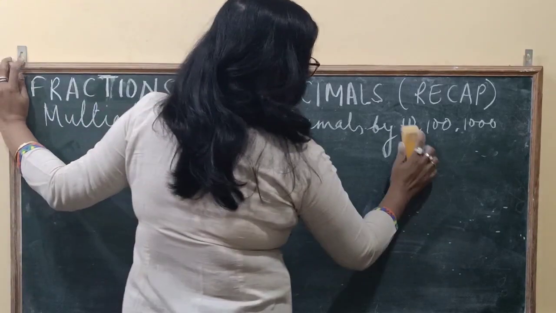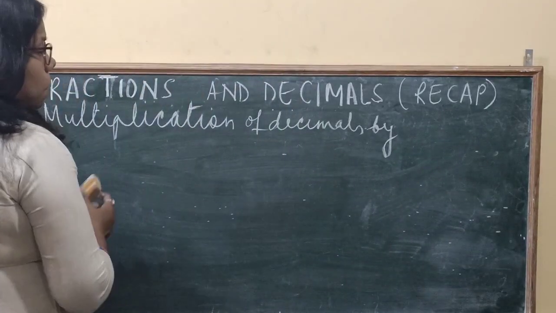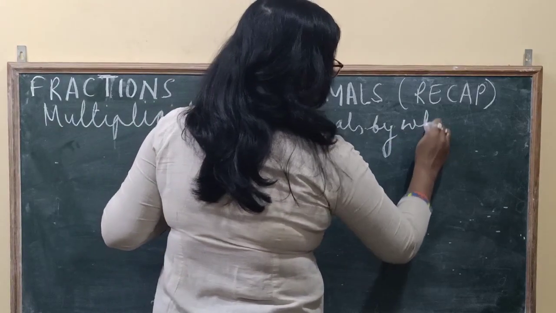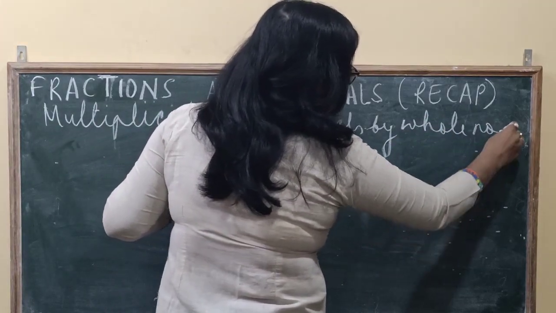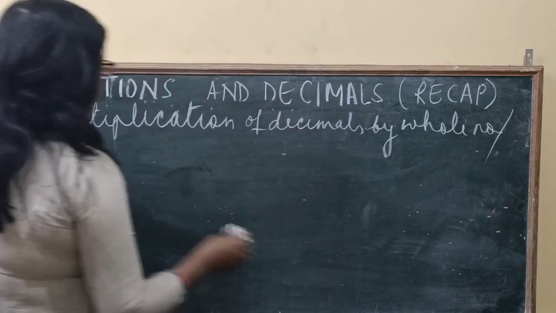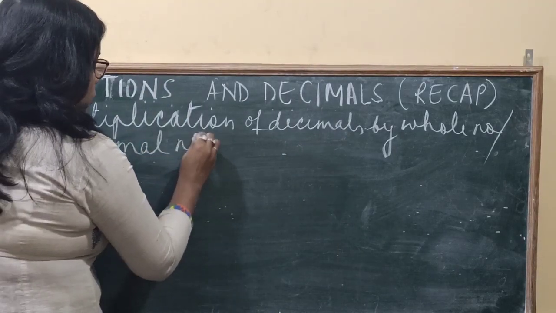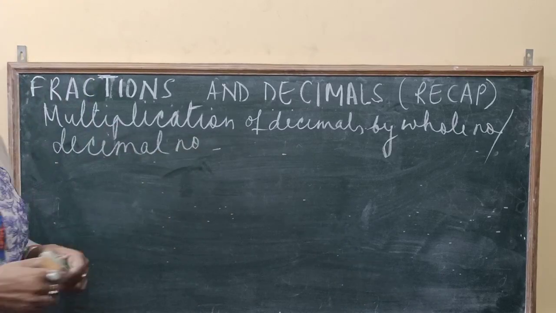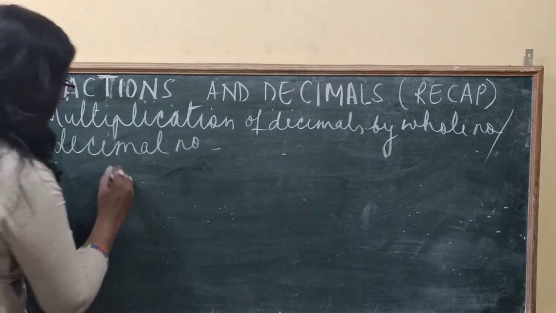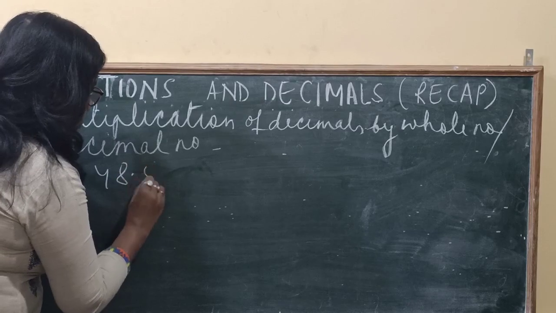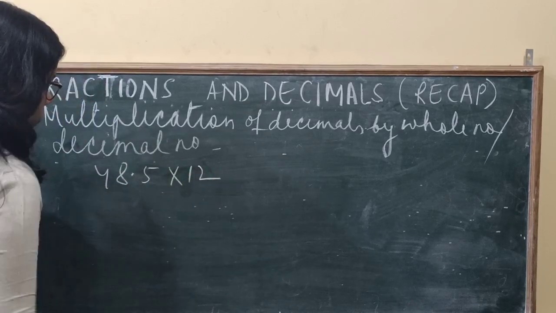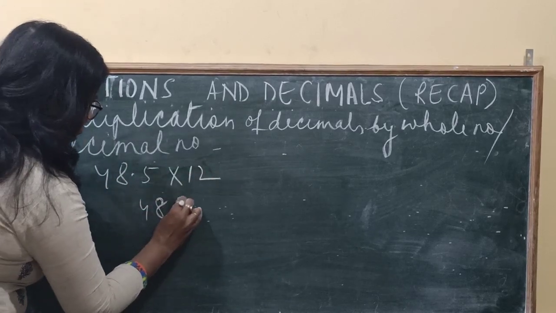And when we have to multiply a decimal by another whole number or another decimal number, then let us see how to go about it. So let us take 48.5 multiplied by 12. So what do we do? We'll write like this.